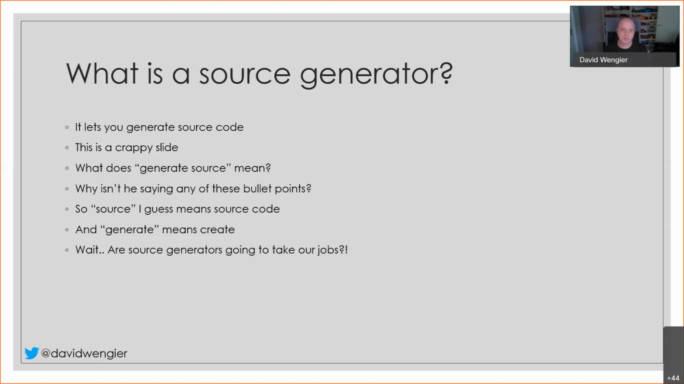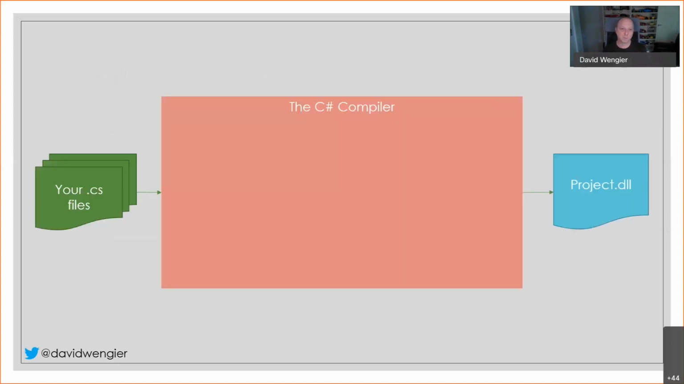So let's quickly do a bit of background on what these things look like. At a very high level, this is what happens when you build your project. You have your C# files, which are handwritten by you, presumably. They go into the compiler and that produces a DLL. Cool, makes sense.